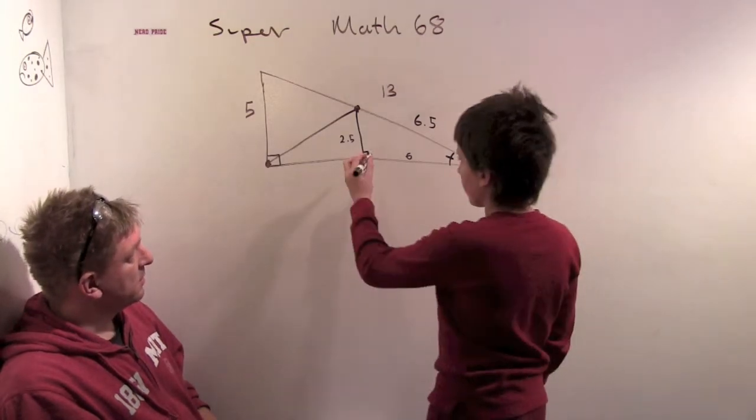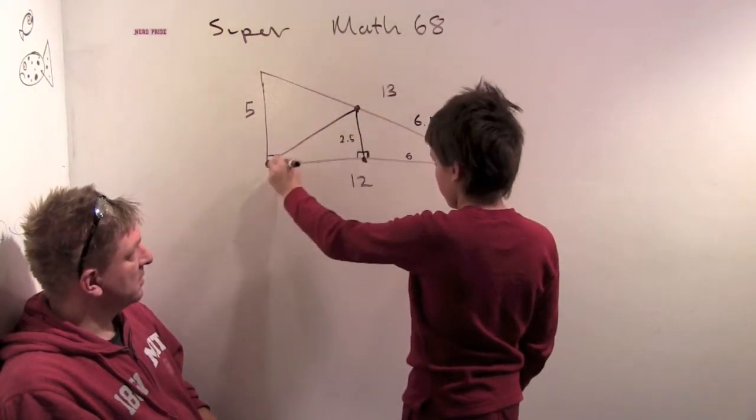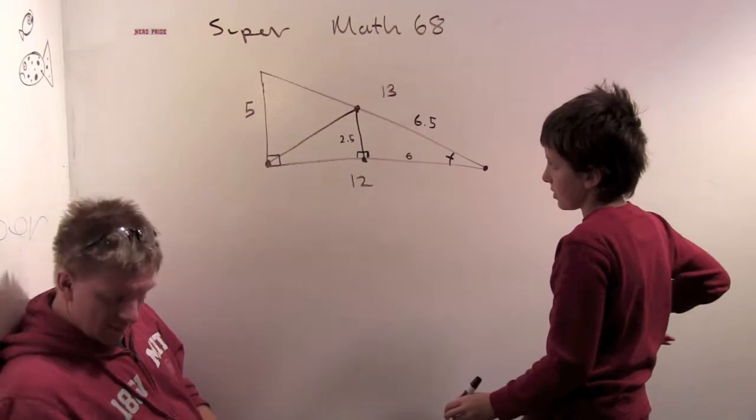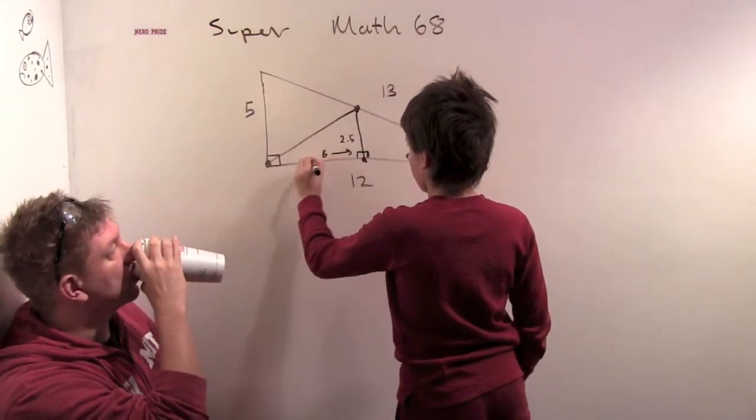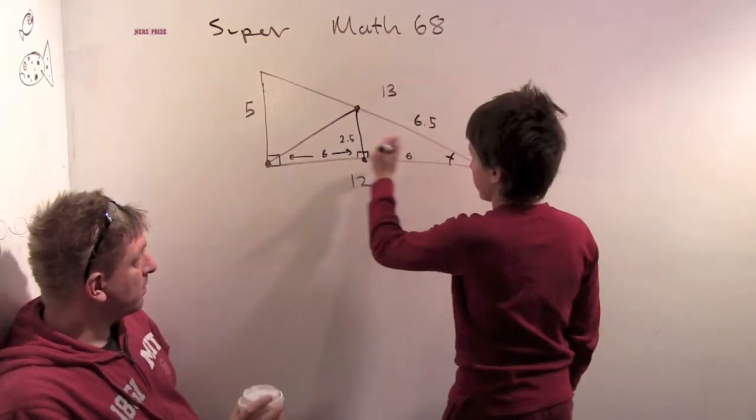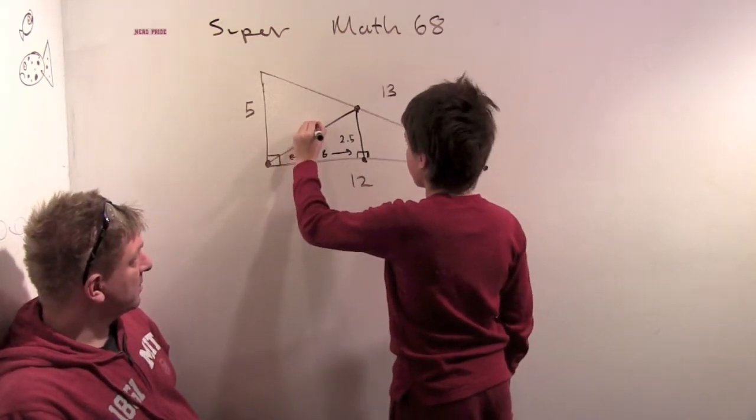So now we created another right triangle with the median as the hypotenuse. Luckily this long leg is 6, which forces this to be 6.5.